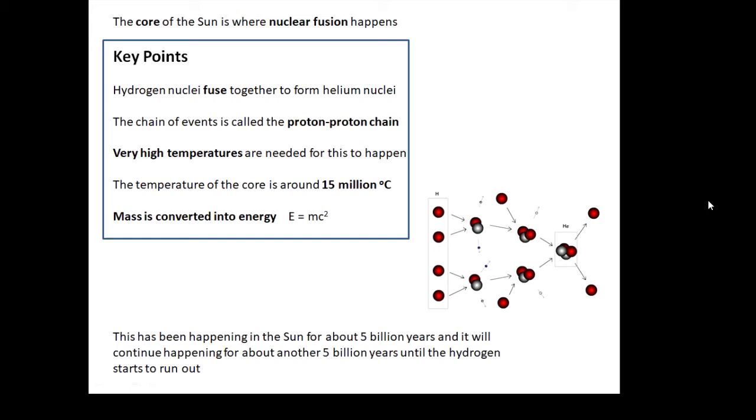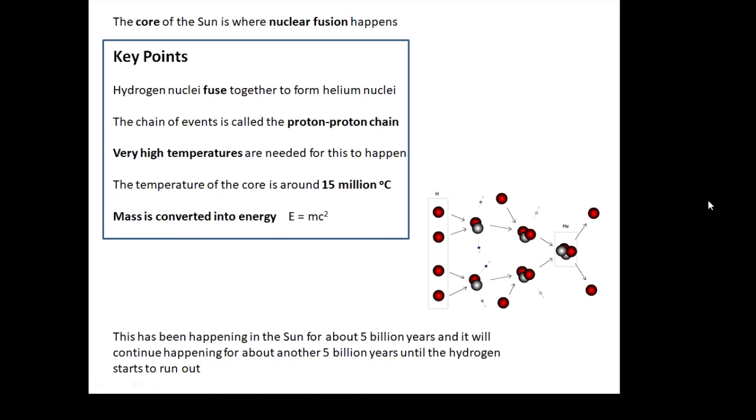Basically, you start with protons, which are your hydrogen atoms, and you end up with helium nuclei. Okay, so hydrogen is changing into helium. Yeah, hydrogen atoms are fusing together to form helium. This can only happen at very, very high temperatures. The temperature of the core is about 15 million degrees centigrade.